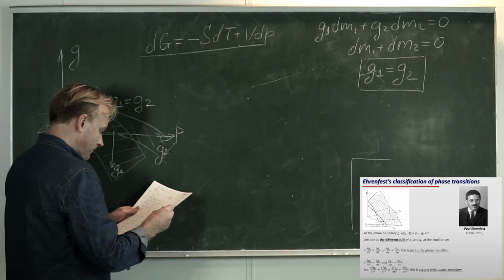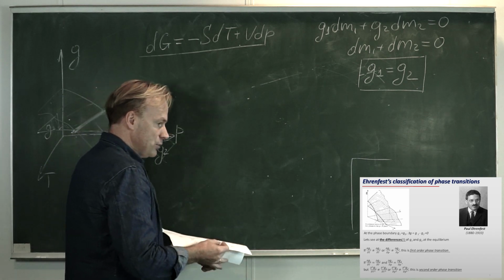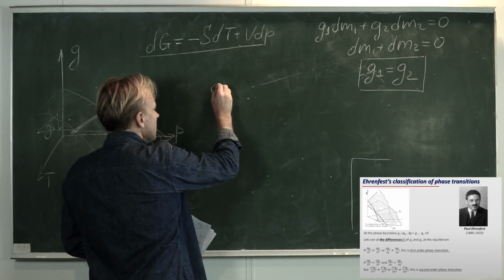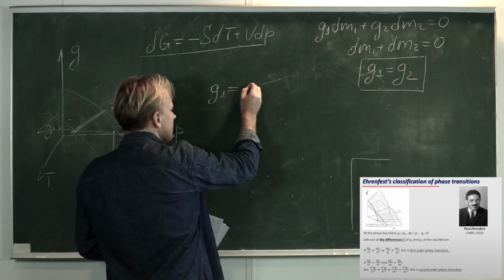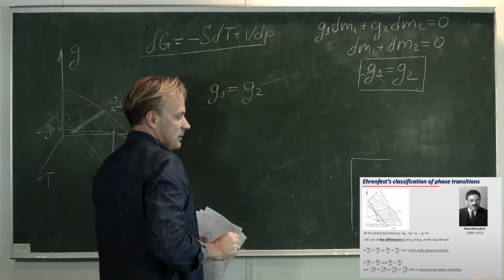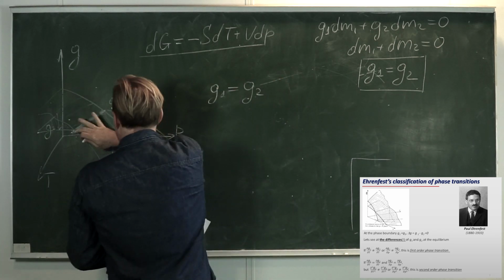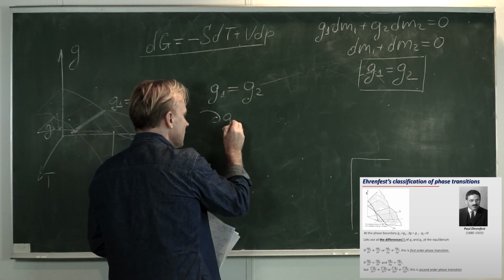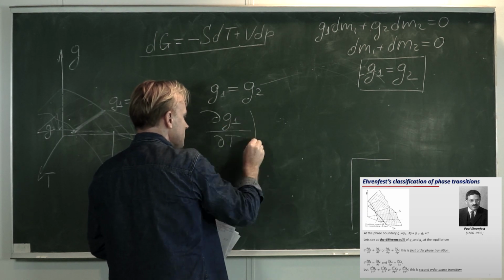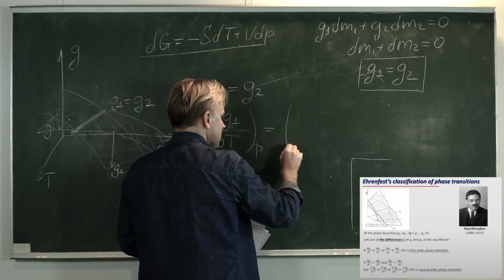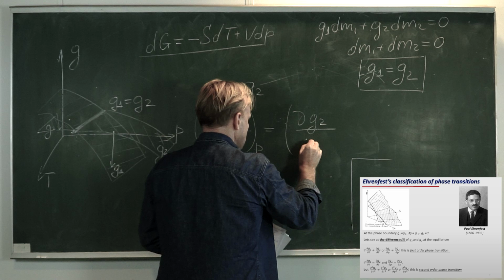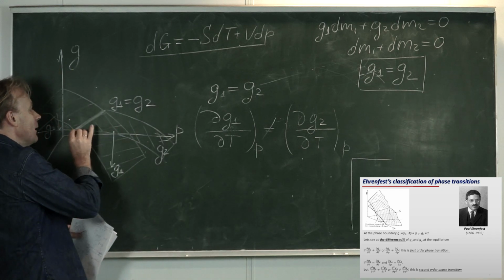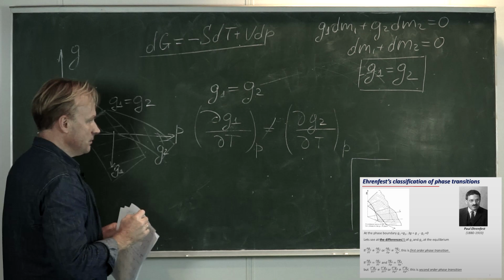So more particularly, Ehrenfest proposed to look at specific Gibbs functions of phase 1 and phase 2. Although at the phase transition they are mutually equal, since these specific Gibbs functions are described by different surfaces, there is a chance that if you look at the first derivative of specific Gibbs function with respect to temperature while keeping pressure fixed, then this derivative will experience discontinuity upon transition from state 1 to state 2.